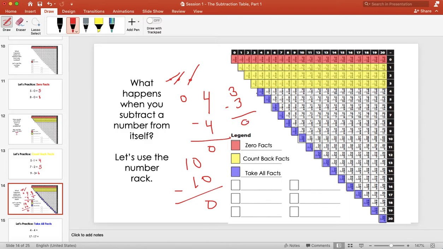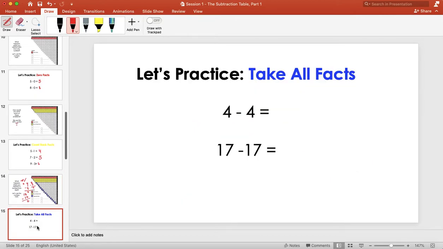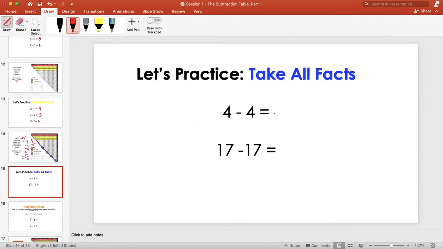We can see all of our take all facts right here in purple. So let's practice some take all facts. 4 minus 4 is 0. 17 minus 17 is also 0.